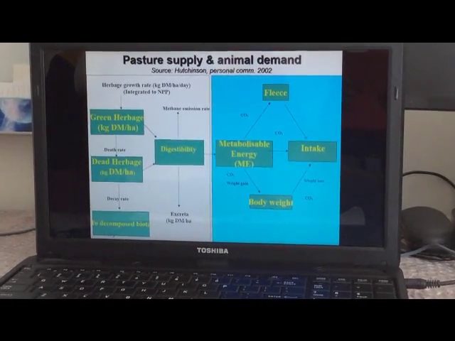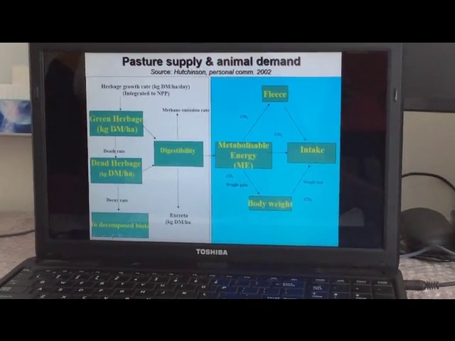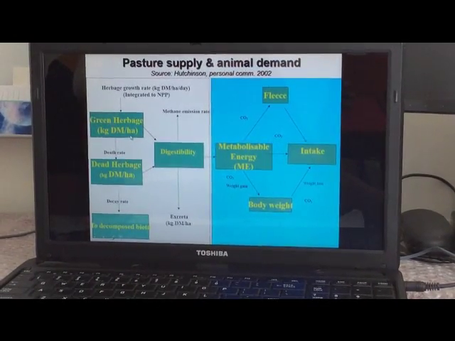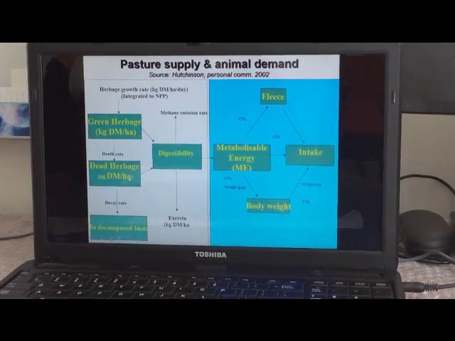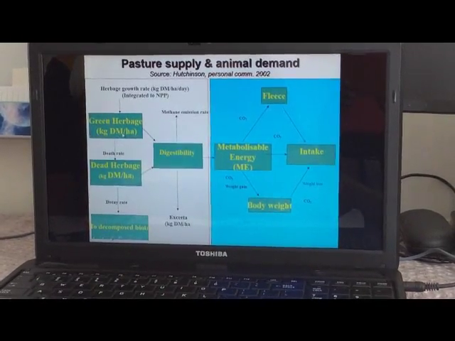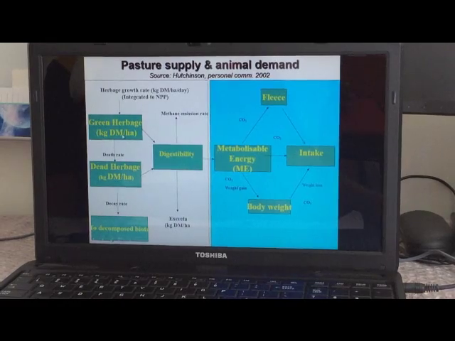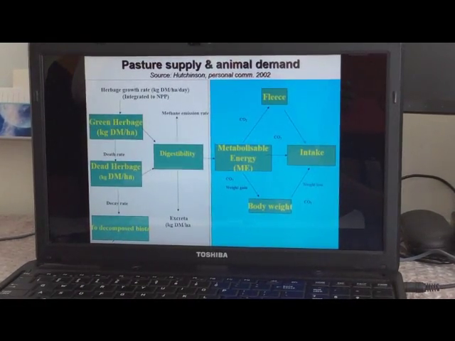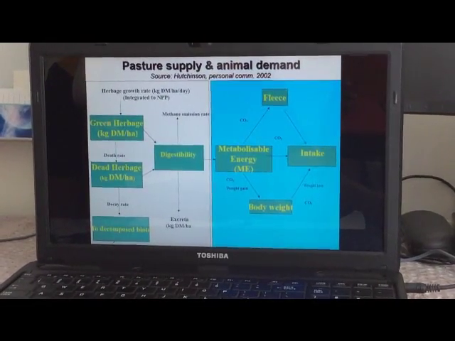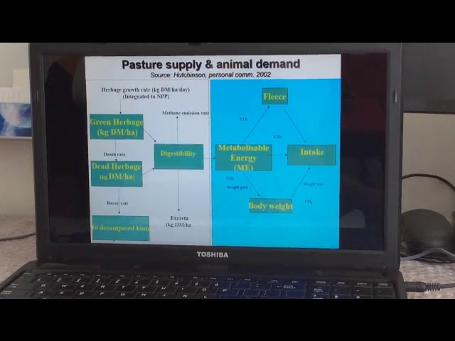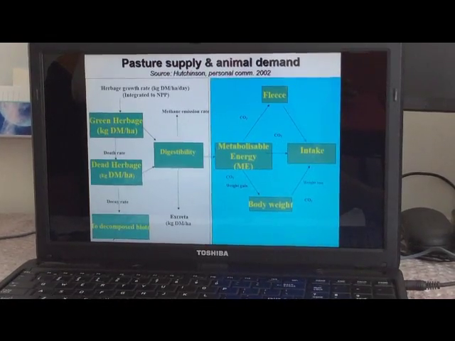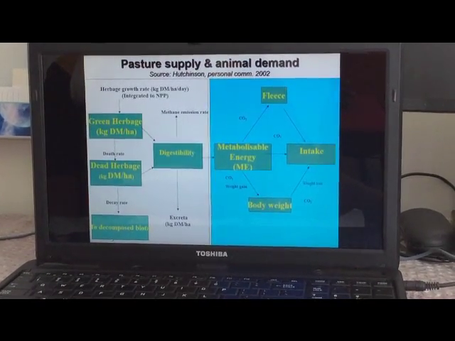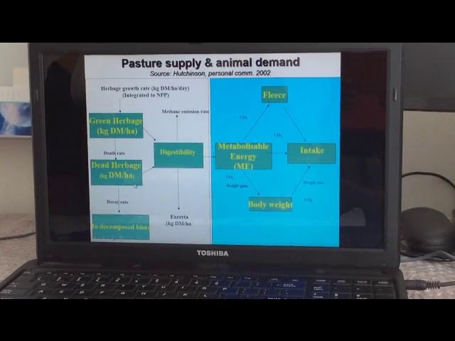As pasture grows, it leads to green herbage mass in kilograms dry matter. And if the animals are not utilizing the green herbage mass, that pasture will turn into dead herbage mass. When you put your animals on the paddock, they will start selecting the palatable species. They will start selecting the green herbage. But if you have legumes as well, they'll start with the legumes. When the legumes run out, then they'll start grazing on green herbage. When green herbage runs out, then they'll start grazing on dead herbage mass.